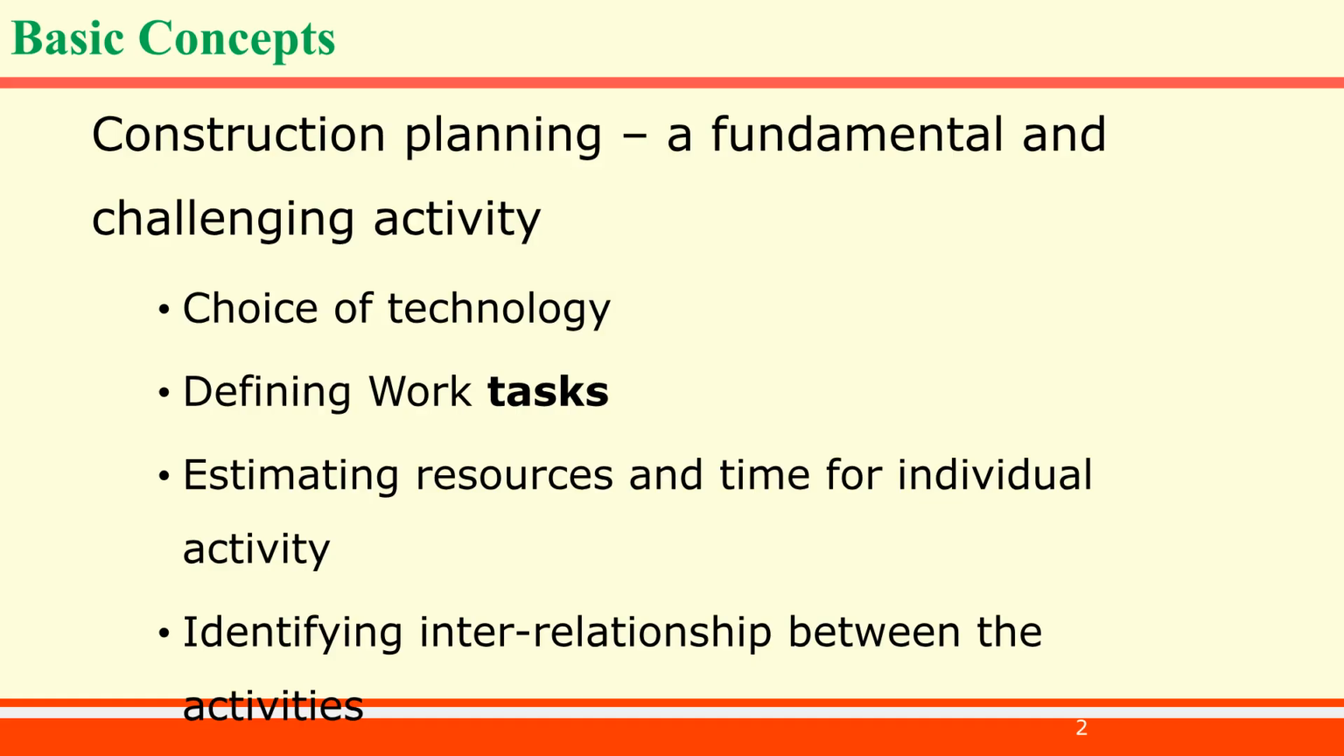Key planning activities include choosing the right technology, deciding whether to use precast concrete elements made off-site or pour concrete on-site, defining work tasks, breaking the project into simple steps like site clearing, foundation digging, rebar tying, and plastering, estimating resources and time, figuring out how many workers, materials, and days each task requires, identifying activity relationships, setting the order of work, like making sure foundation work is completed before starting column construction.